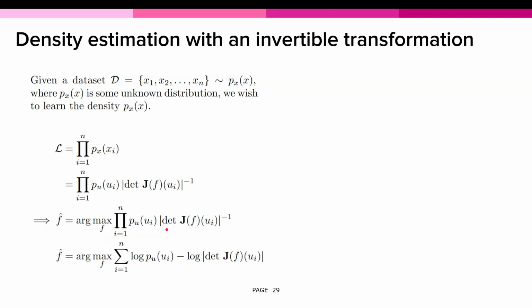And as before, when we've applied MLE in the past, we don't usually directly maximize this product of probabilities. Instead, we work with the log likelihood. And in this case, it reformulates the training objective, the problem, into two terms. One for the log probability of the base distribution, and then another for the log of the determinant of the Jacobian.